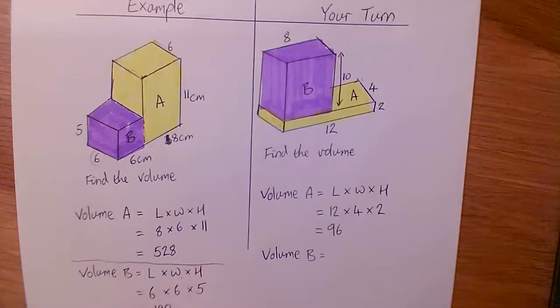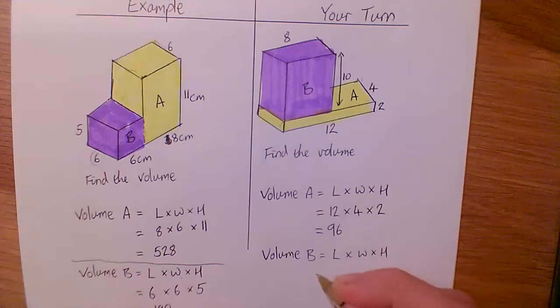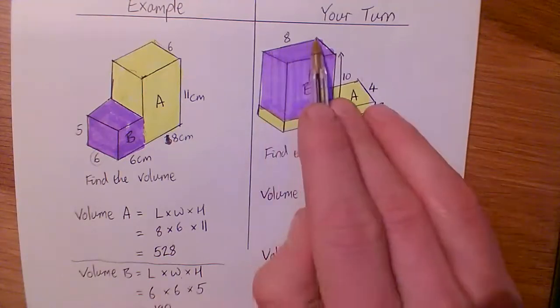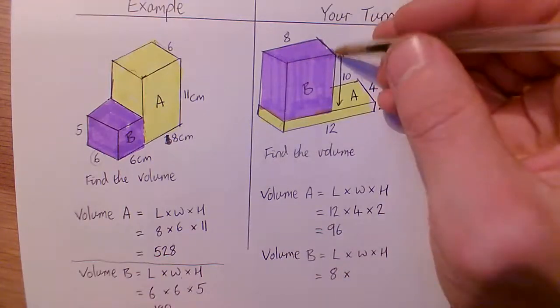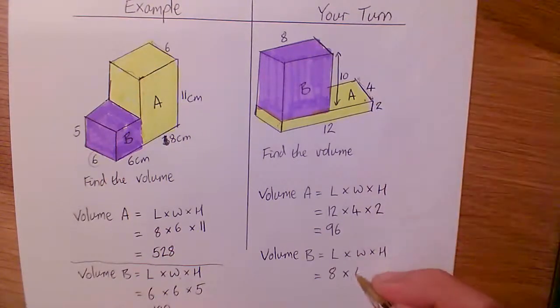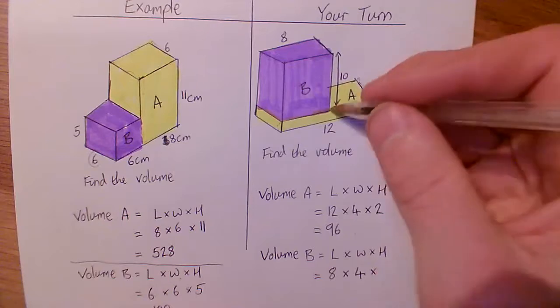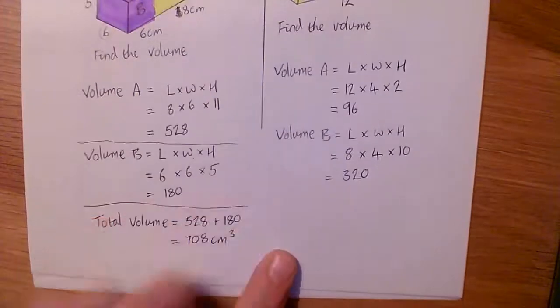Volume B. We're looking at that purple shape now. And in that purple shape, we're still doing length times width times height because that's the volume of a cuboid. Our length is 8. Our width, well, here's the width. It's the same as the width of the yellow shape, so it's also going to be 4. And finally, our height is 10. So we're doing 4 times 8 times 10 on the calculator, gives you 320.